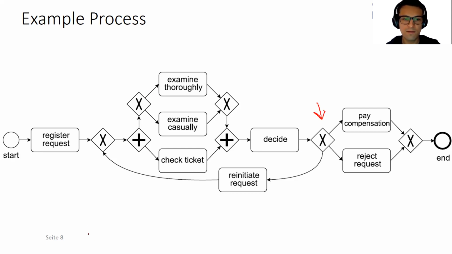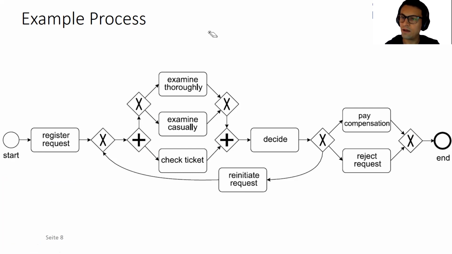We either pay or reject. And if something went wrong, and this is of course a simplified, abstract example, we reinitiate the request, which means that we have to check the ticket again and do an examination. And then again, we come up with a decision point, and then we either pay, reject the request, or we do it again. So that's the process that we're following.